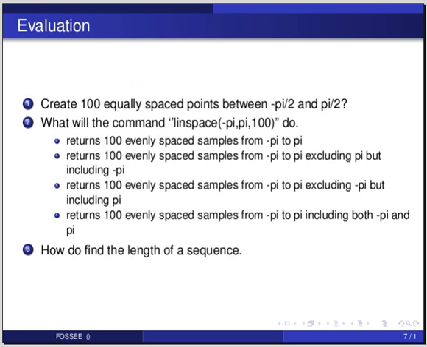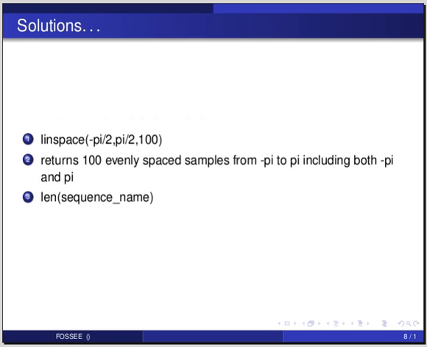Now create 100 equally spaced points between minus pi by 2 and pi by 2. Second one, how do you clear a figure in IPython? The third one, how do we find the length of a sequence? And the answers are: 1.